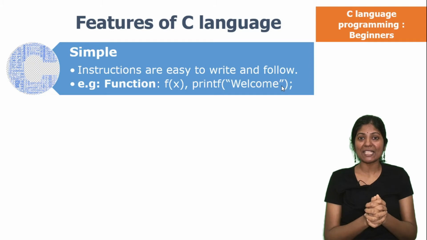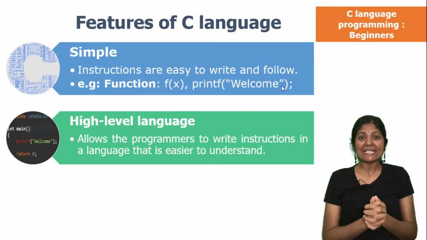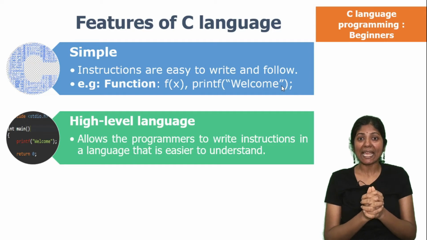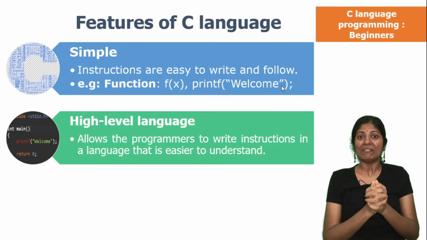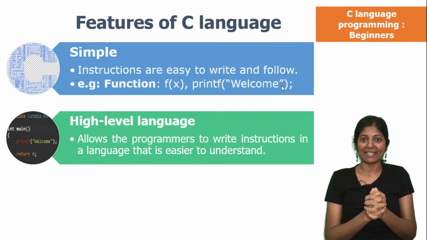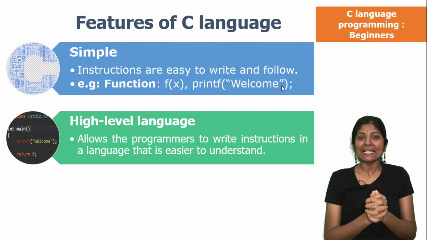Let's see the next feature of C. C is a high-level language. Then, what is a high-level language? If a language allows us to write programs in a form that is easy to understand, then that language is called a high-level language. Just now we discussed that a C program will contain English words which are easy to understand, right? That's why C is called a high-level language.